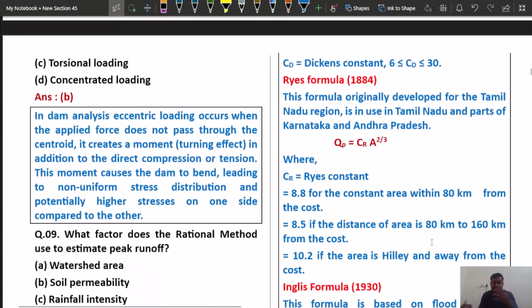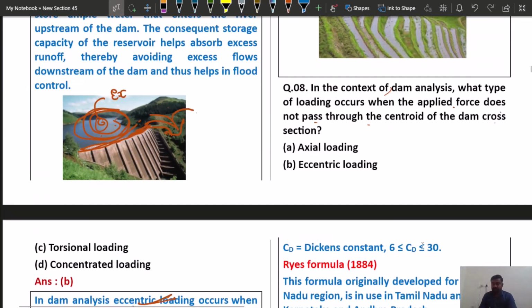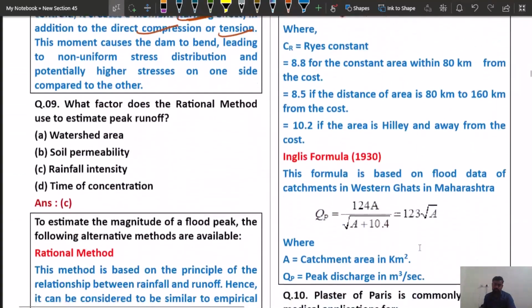The loading which does not act on the centroid of the dam is called eccentric loading, and it will create additional direct compression or tension, which will create a turning effect in the dam. So our correct option is eccentric loading. Now proceeding to the next question.